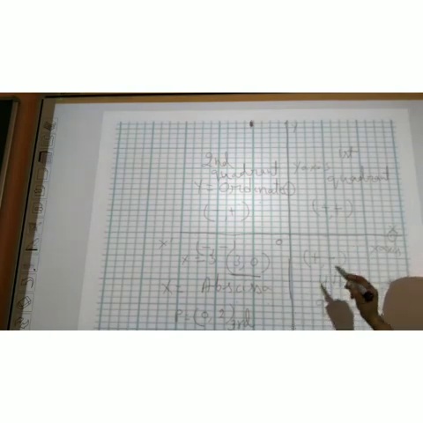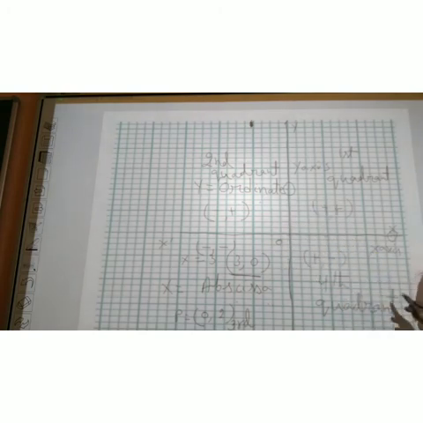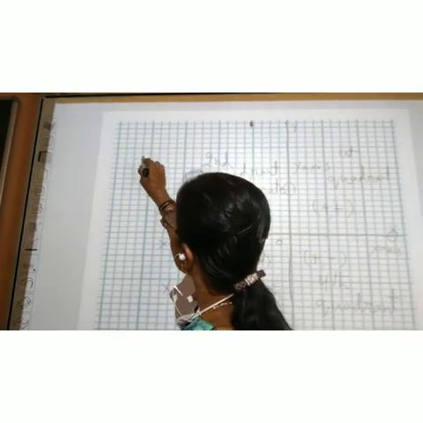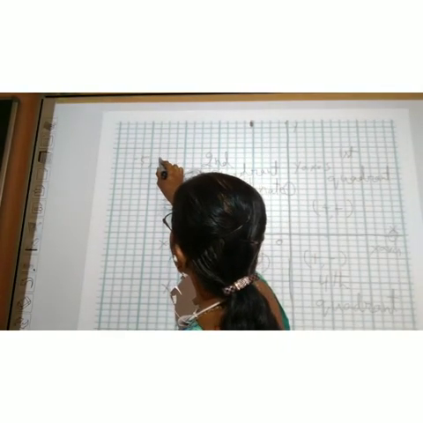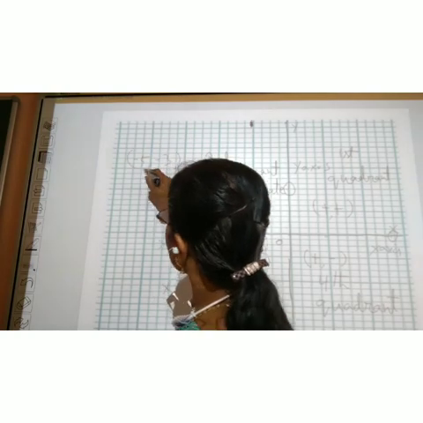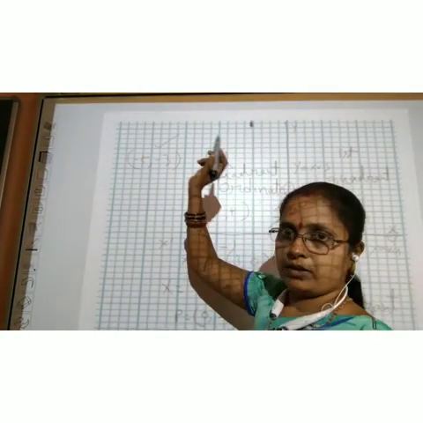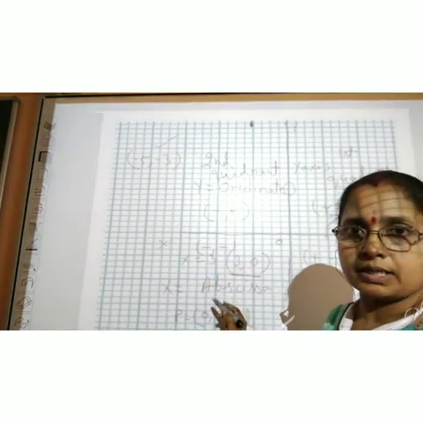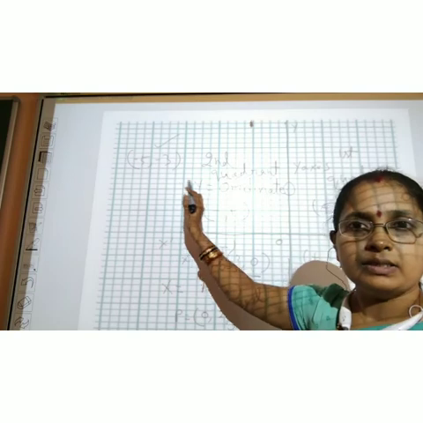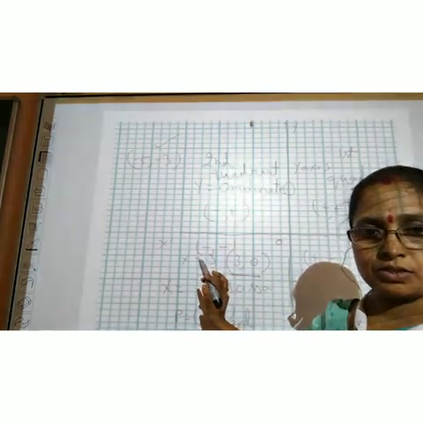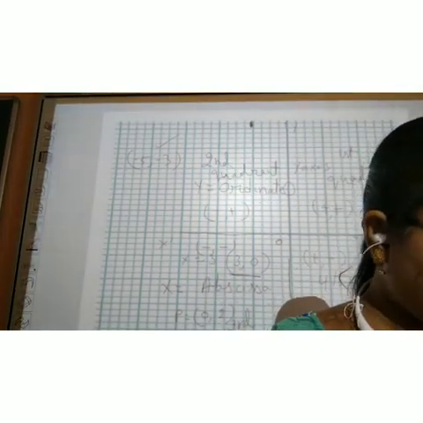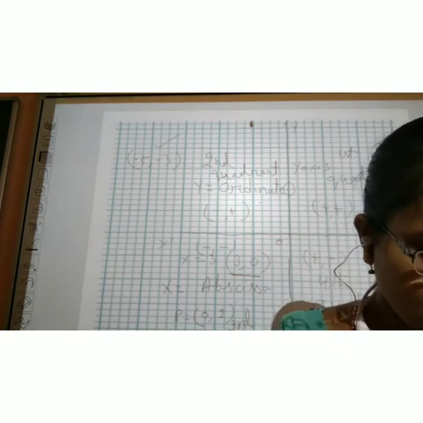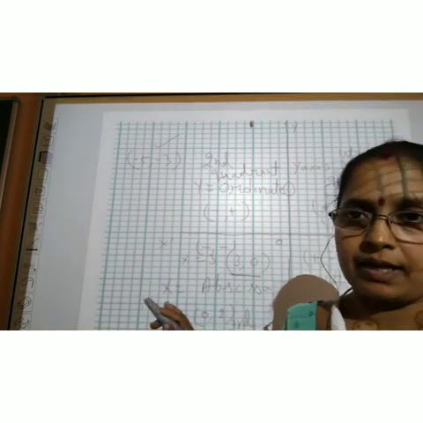Understood? So in which quadrant will a number lie if the value is given? If I say (-5, -3), in which quadrant will it lie? Both are negative, so we go to the third quadrant. It will lie in the third quadrant. Understood? So this is about the Cartesian plane, that is, how to represent a point in the Cartesian plane.